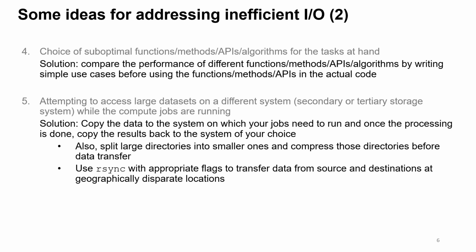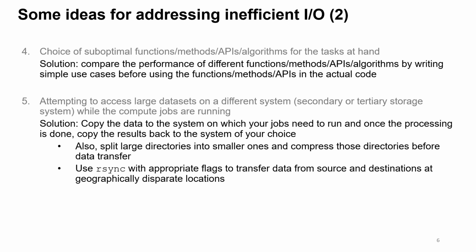It is important that we compare the performance of different functions, methods, or APIs by writing simple use cases before using them in the actual code. Because the choice of suboptimal functions, methods or APIs, or algorithms for a task will most likely lead to suboptimal performance.